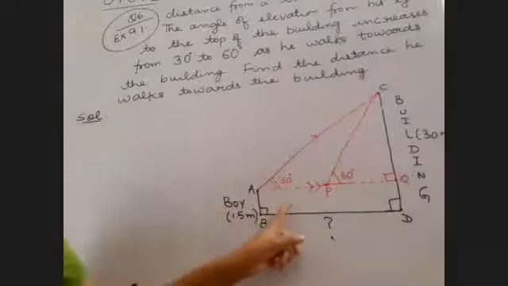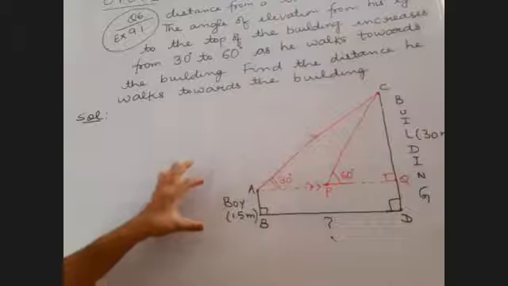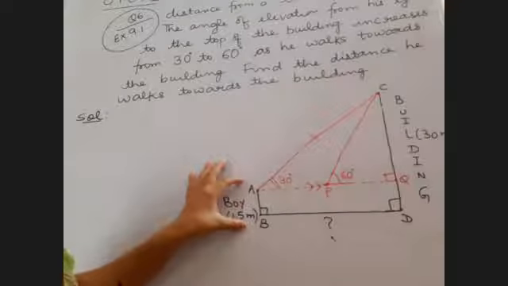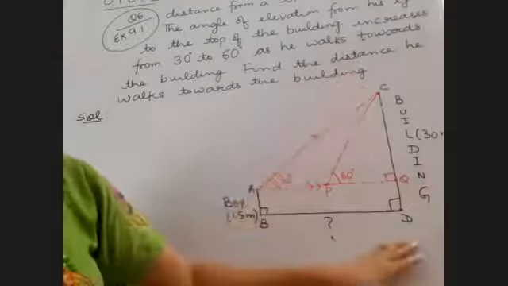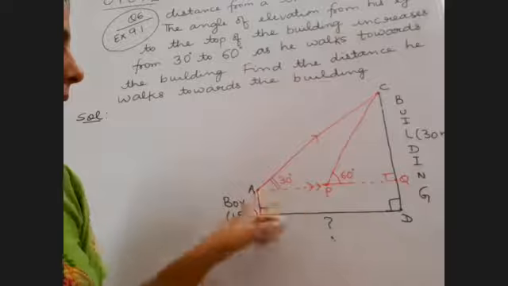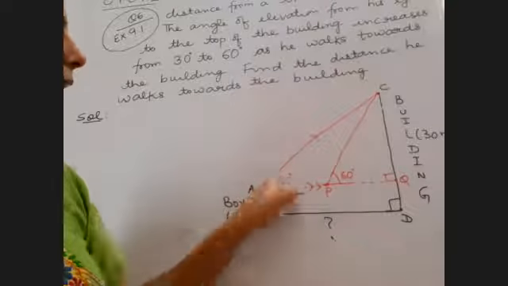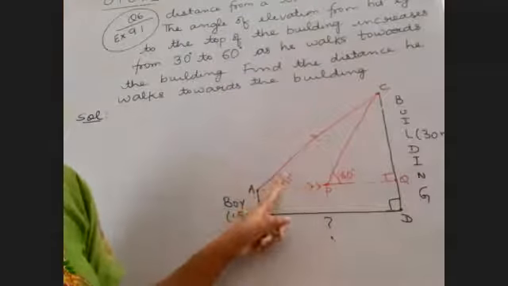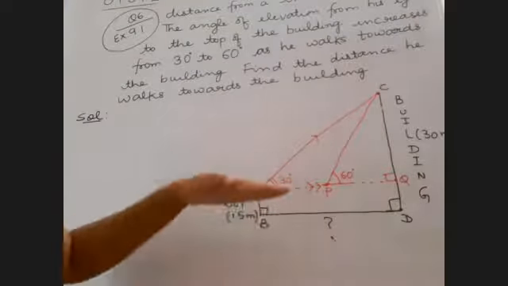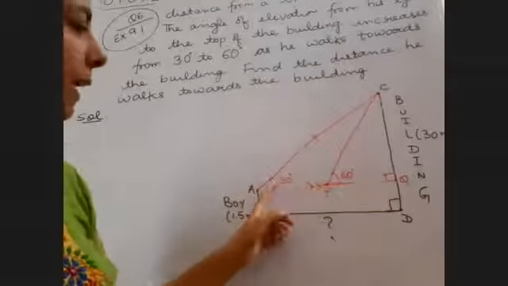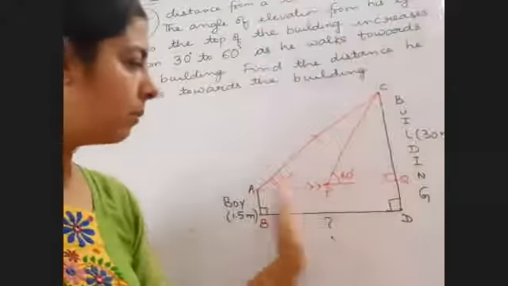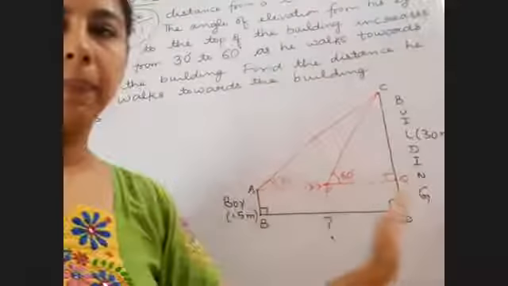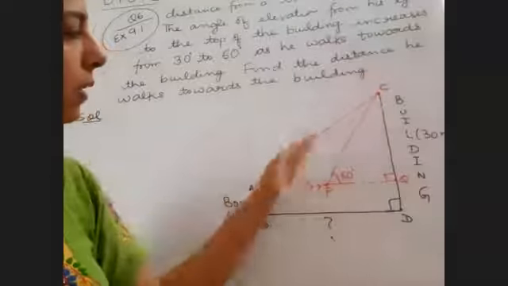Are you clear with the figure? Yes, ma'am. Again repeating: 1.5 meter tall boy, 30 meter tall building. From A, the angle of elevation is 30 degree. Since we have mentioned the eye level, we have to draw a normal line first. And as the boy is walking towards the building, the angle of elevation is now increased to 60 degree. Clear?